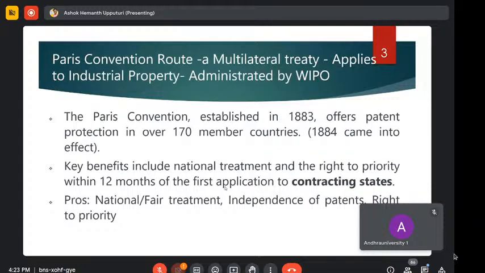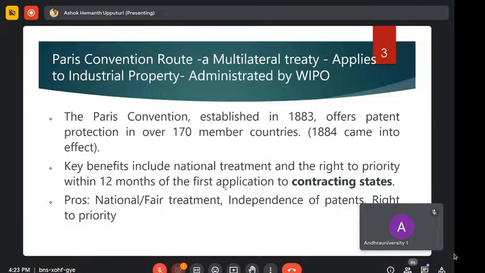Especially national treatment, independence of patents, and right to priority. These principles developed over a period of time. Almost 5 to 6 times this Paris Convention has been modified, and these principles are ancient. Now these principles are there in our Patent Act 1970. So let us discuss what these principles are and how they will be useful if you file your patent in a different country, or vice versa, if somebody else files a patent in your country. What are we going to protect by using these principles? These principles are enshrined in our Patent Act, and in other countries' patent acts as well.